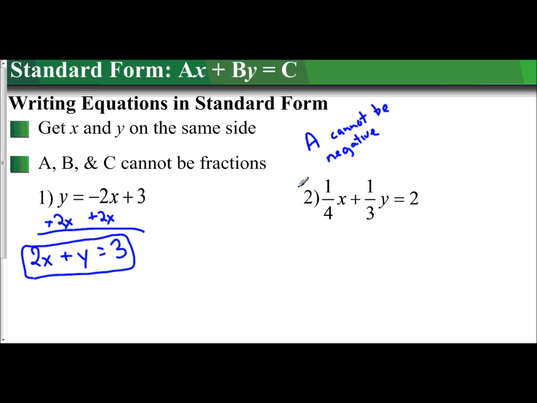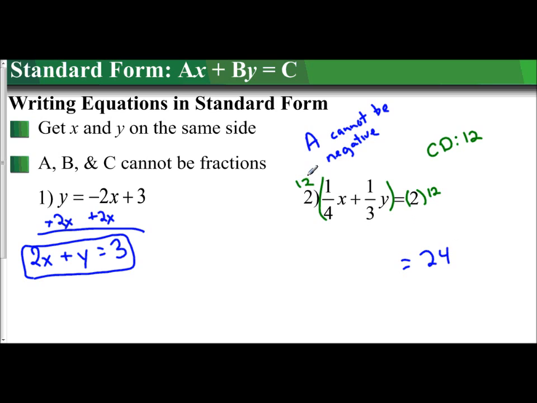And now let's look at the other example, one that's a little more difficult. It involves fractions. So we have 1/4 x plus 1/3 y equals 2. We learned a trick when we were solving equations that if we have fractions, we can actually eliminate the fractions by multiplying both sides of the equation by our common denominator. And so the common denominator of 4 and 3 is 12. So I can multiply the right side of the equation by 12 and multiply the left side of the equation by 12. Now when I multiply the right side, it's easy. 2 times 12 is 24.